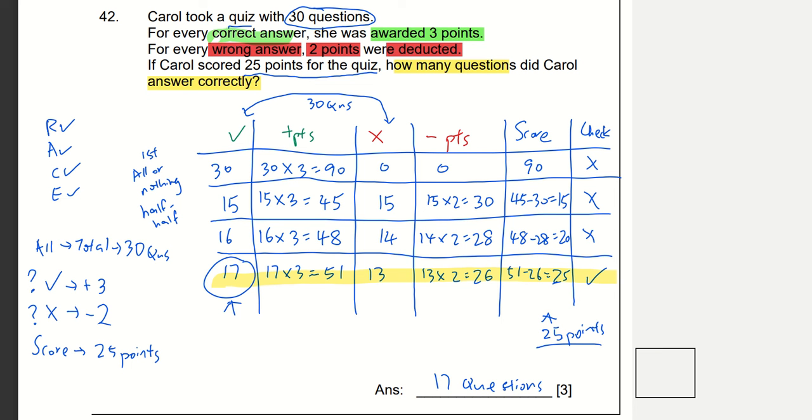So ultimately, this will probably be the best method to solve a question like that, because you are able to make quite meaningful guesses from the information that's provided. Okay, so this was question 42, Paper 2, 2019, Primary 4.